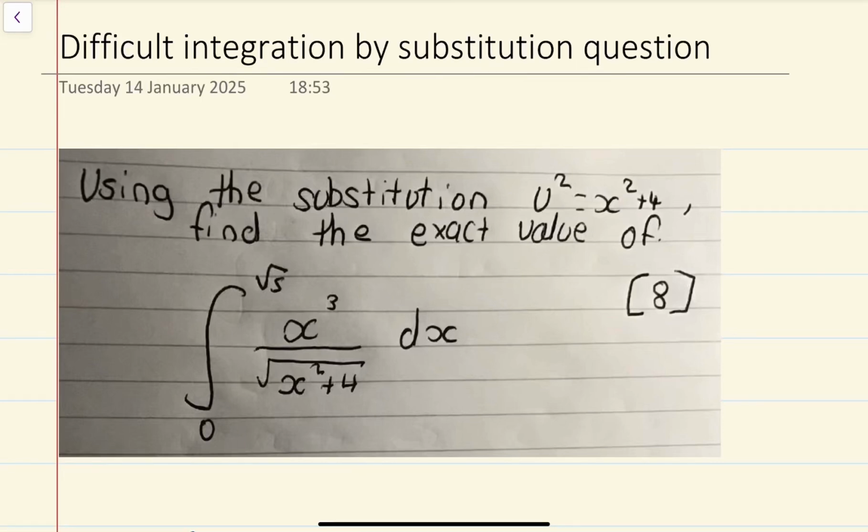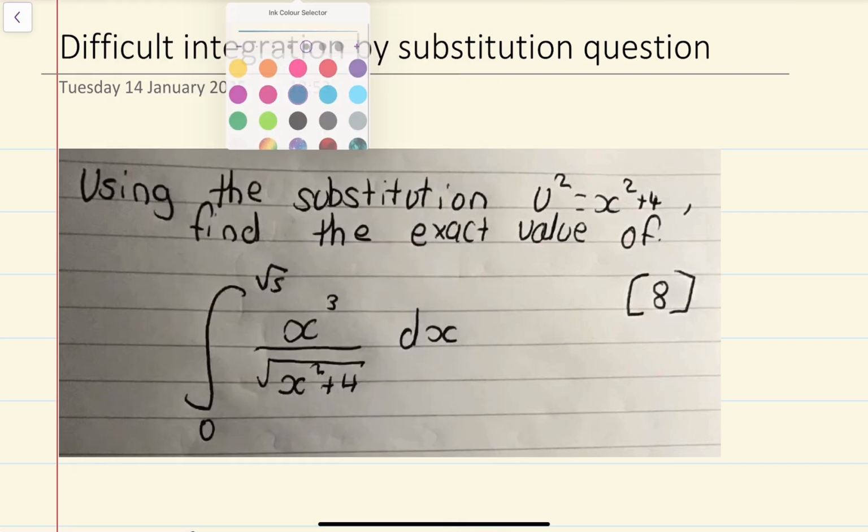This is a solution to a very difficult integration by substitution question that somebody has sent me. It says, using the substitution u squared equals x squared plus 4, find the exact value of the integral between 0 and root 5 of x cubed over the square root of x squared plus 4, integrated with respect to x.